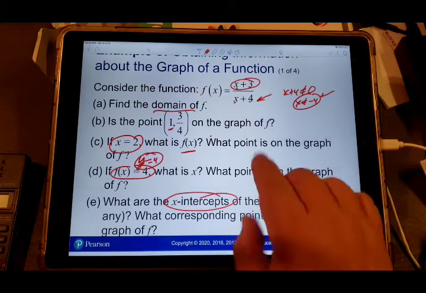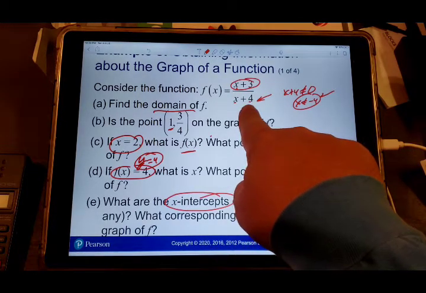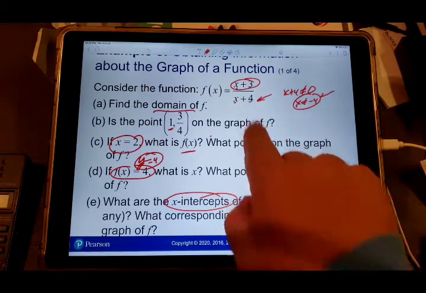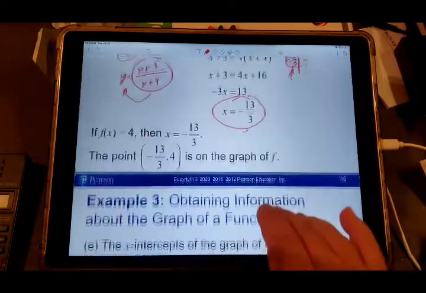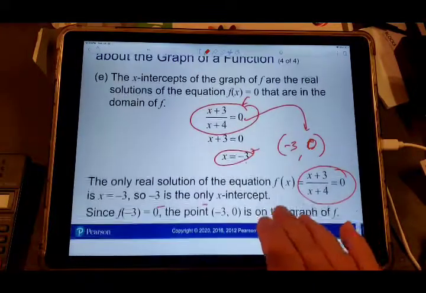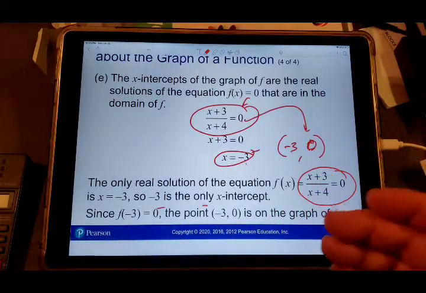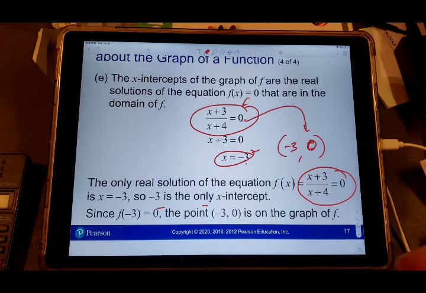We'll talk about graphing in a much later chapter. I think it's chapter 5. We talk about graphing things like this. But we're still in early sections of chapter 3, and they're asking us a lot of questions about the graph, which is an important, I guess, foreshadowing for what we're going to be doing later.